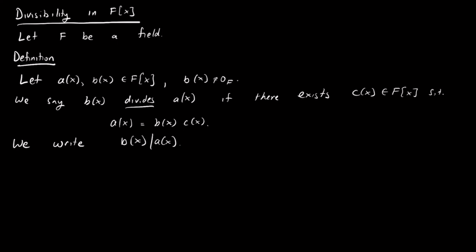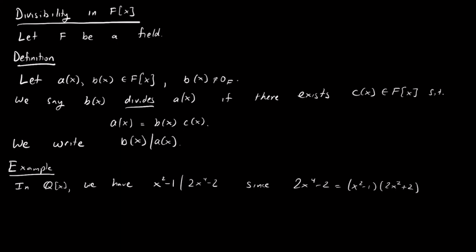You will see throughout this video that this happens with a lot of our theorems. A lot of the theorems for F[x] are going to look familiar because they're the same theorems that held for Z. Okay, so let's look at some examples. Our first example is in Q[x]. We have that x^2 - 1 divides 2x^4 - 2. Why? Well, 2x^4 - 2 can be written as (x^2 - 1)(2x^2 + 2).